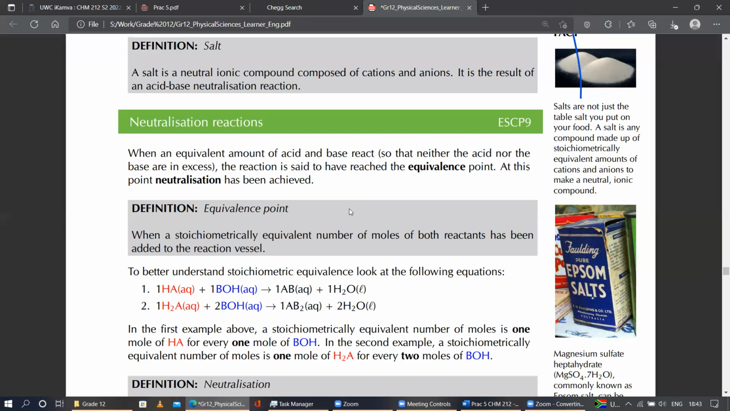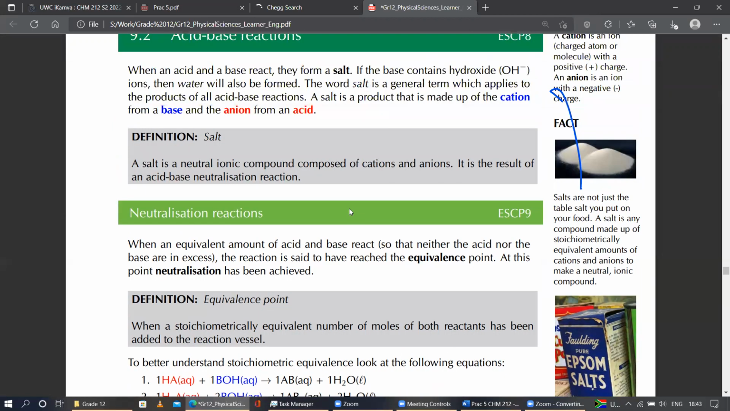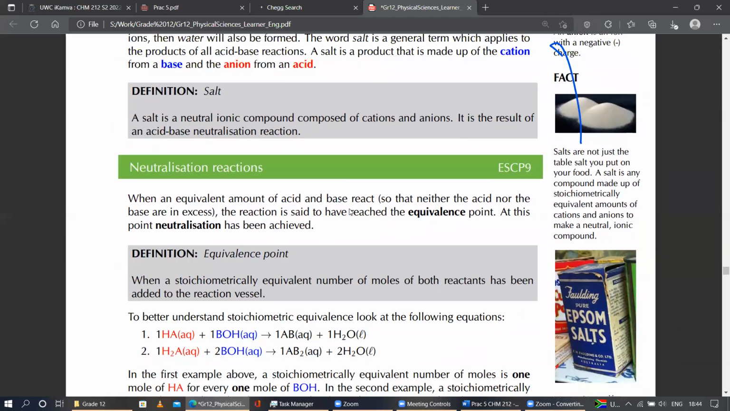So here we're going to have different types of reactions when it comes to acids and bases. The main word here is a salt. A salt is a neutral ionic compound composed of a cation and an anion, which is the result of an acid-base neutralization reaction.